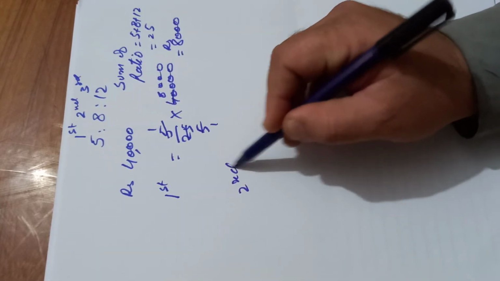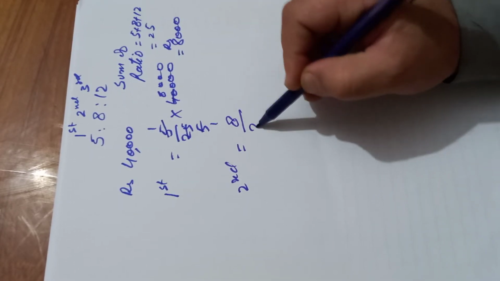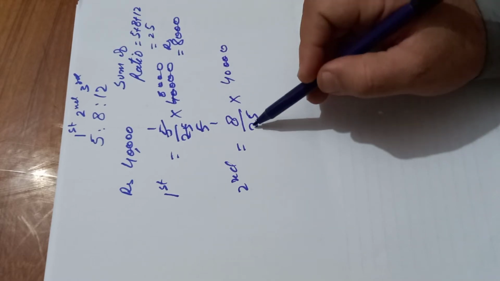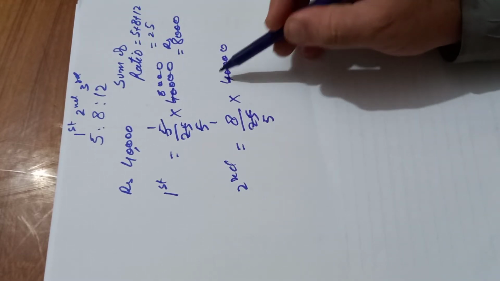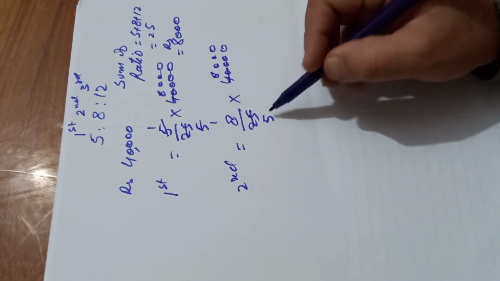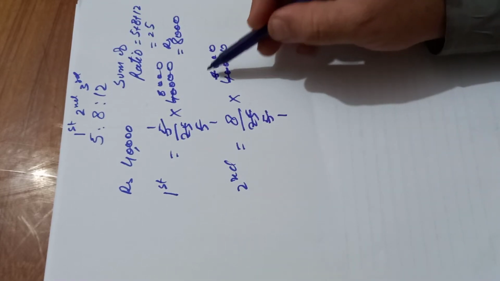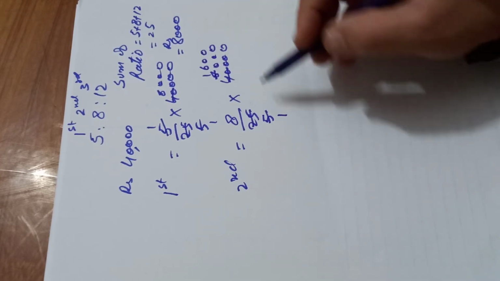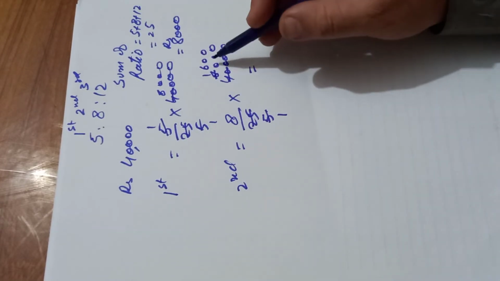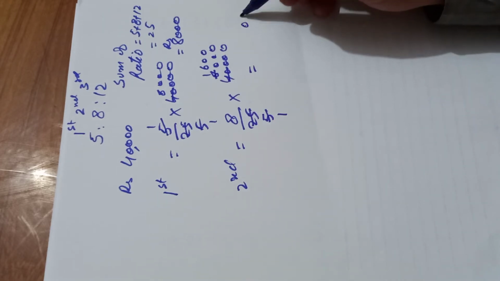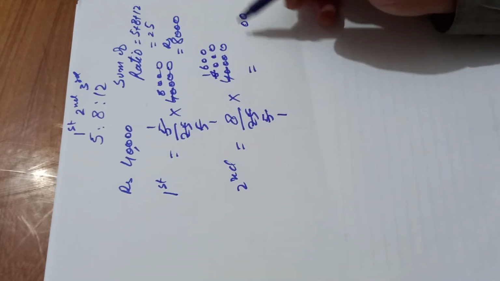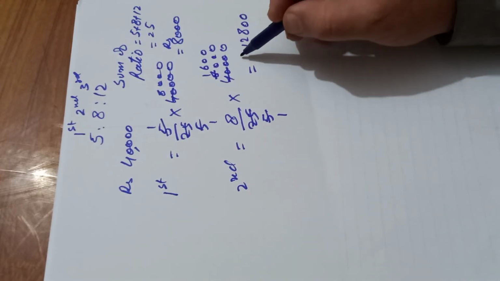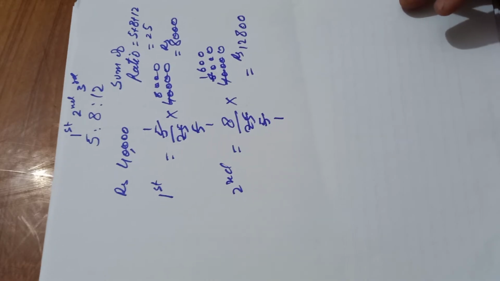The second partner's share is 8 by 25 multiplied with 40,000. So first divide by 5: 5 5s are 25, 5 8s are 40, so 8,000. Again divide by 5: 5 ones are 5, 3 left, 5 6s are 30, and 2 zeros, so 1600. Now multiply 1600 with 8, double zero as it is, 8 6s are 48, 4 carry, 8 ones are 8 plus 4 is 12. This much rupees is the share of the second partner.